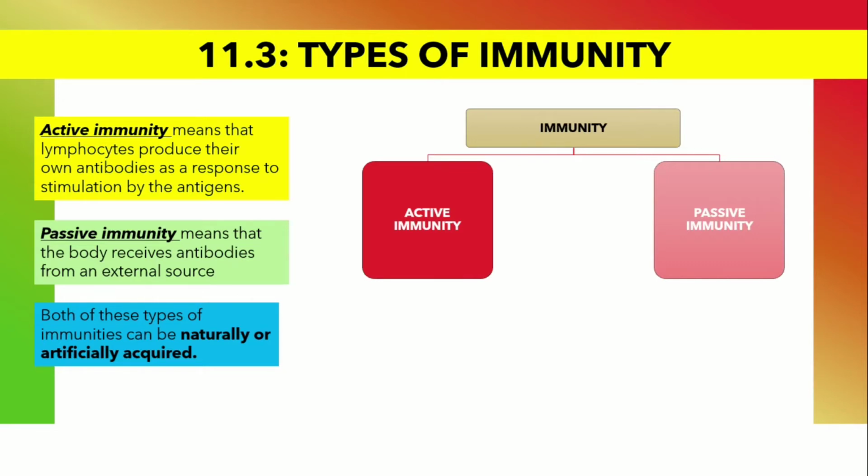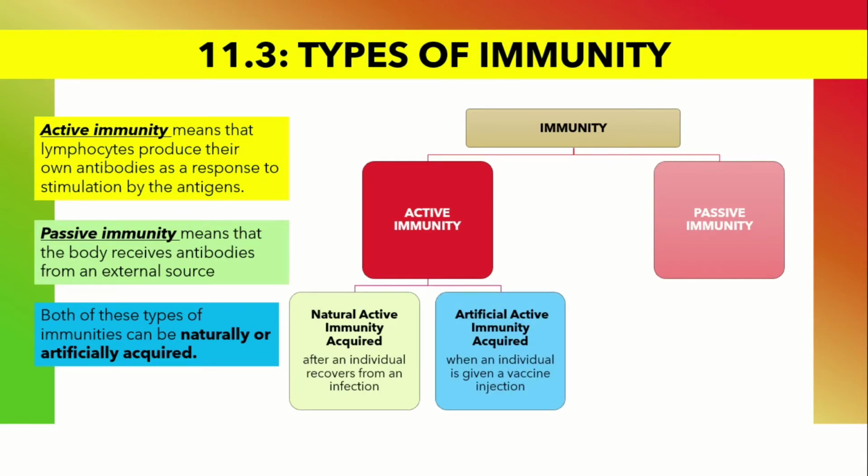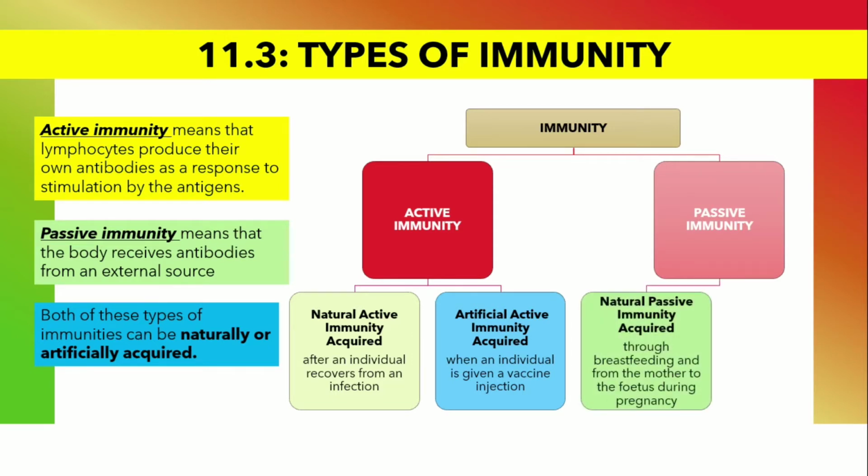Both of these types of immunity can be naturally or artificially acquired. Natural active immunity is acquired after an individual recovers from infection. Meanwhile, artificial active immunity is acquired when an individual is given a vaccine injection. Natural passive immunity is acquired through breastfeeding and also from the mother to the fetus during pregnancy. Last one is artificial passive immunity, acquired through an antiserum injection.